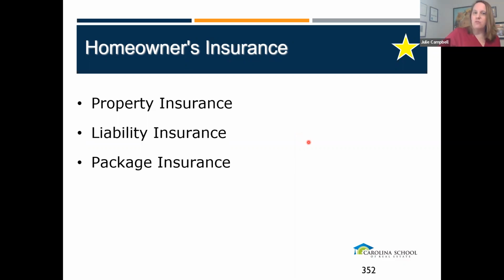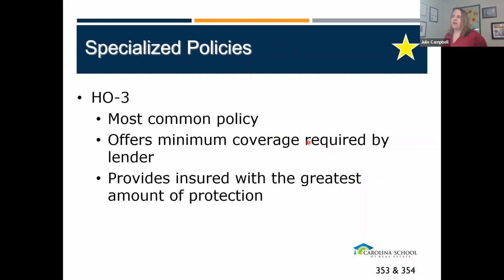The most common homeowners insurance policy is the HO3. HO3, did I just say HOA? HO3, sorry about that. HO3 is the most common because the lender requires a certain amount of coverage, and the HO3 provides that minimum coverage required by the lender. It gives the insured the greatest amount of protection.